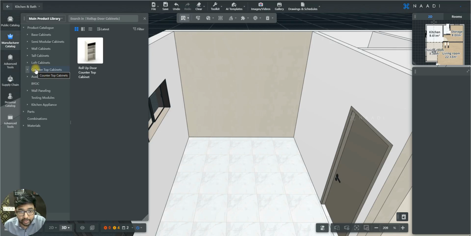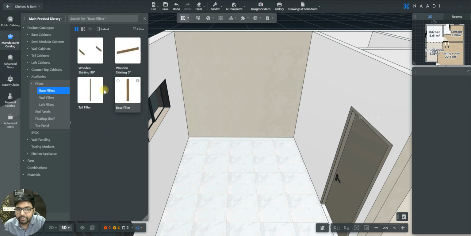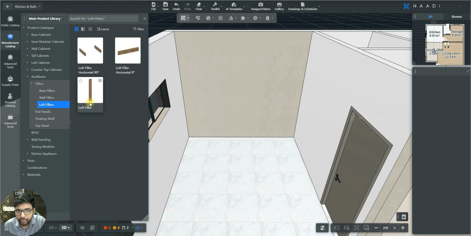Apart from your cabinets, if you are looking for a filler, ledge panel, in panel and so on, you can find it under the auxiliaries category, which is present right underneath your countertop cabinets. Just click it, and here you will have different subcategories. The first subcategory here is your filler, where you have your base fillers, tall filler, and your skirtings. Then you have your wall fillers here and your loft fillers. When it comes to loft fillers, you have your vertical loft filler and horizontal loft filler. This one is your front filler and this one is a side filler.